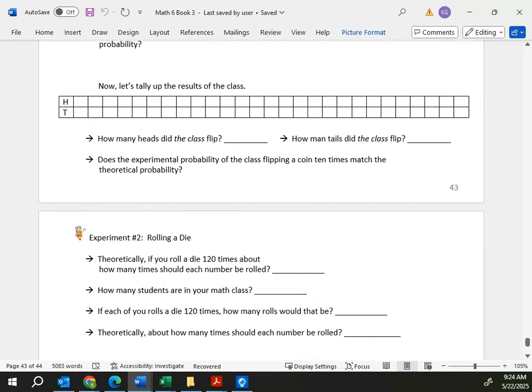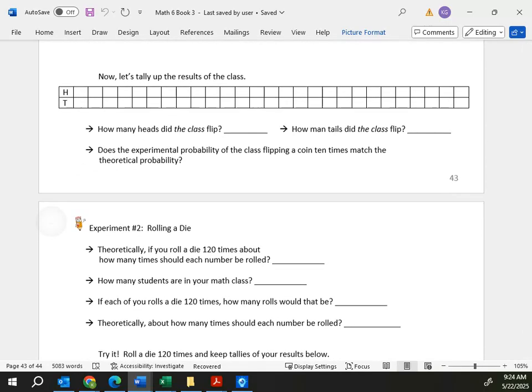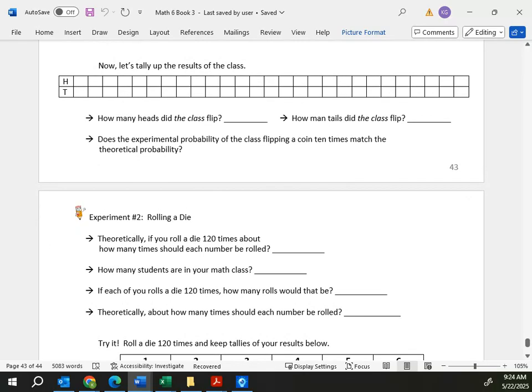Oh, we have a second page. We are going to do the dice roll. My bad. I didn't look at the second page. So I will be passing today, so. All right, but first we're gonna talk about our theoretical probability versus the experimental with the coin toss.